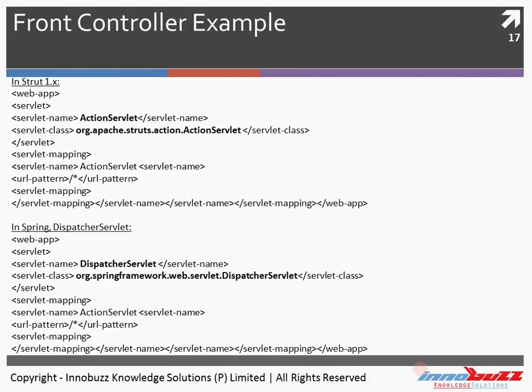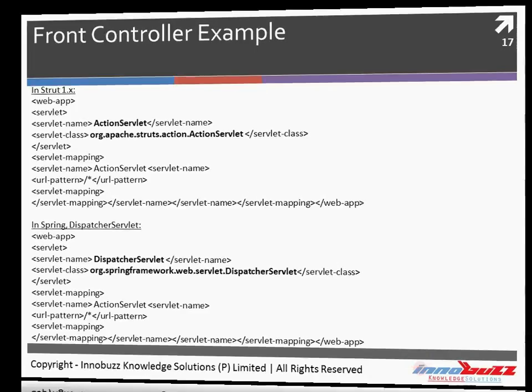And in the Spring framework, there is a dispatcher servlet which will act as a front controller. This is the definition which you define in the deployment descriptor, and the dispatcher servlet will receive all the HTTP requests and then act as a front controller to delegate them to the appropriate action or view and get the result back as a response to the end user. So these are the examples for front controllers.